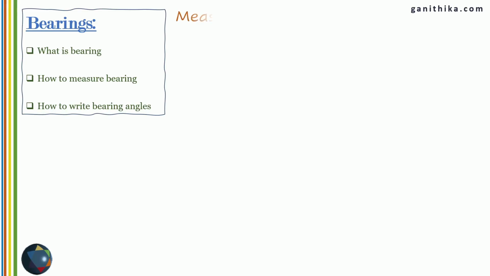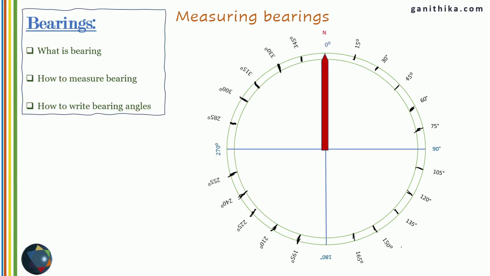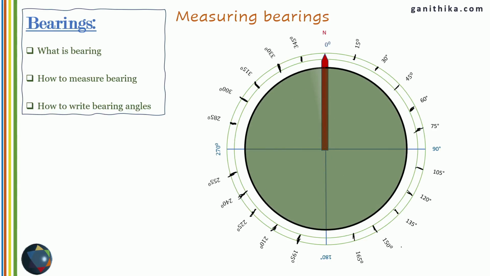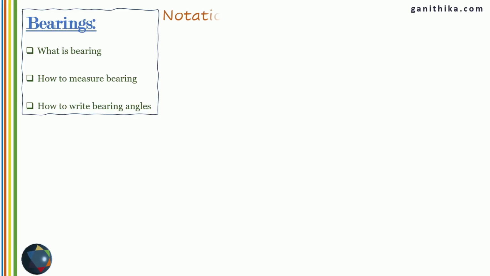Now let's see how to actually find and measure bearings. For this you have to use something called a circular compass. So in this you can see that north is coinciding with 0 degrees. So from 0 degrees, from the north, you will measure the angle clockwise, and this is how you measure bearings. This is a very simple definition that I am giving you of how to measure bearings. So what is the notation? How do you write bearings?